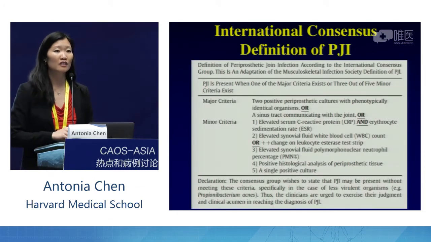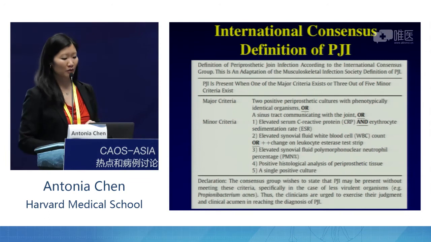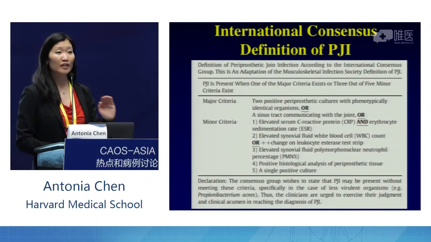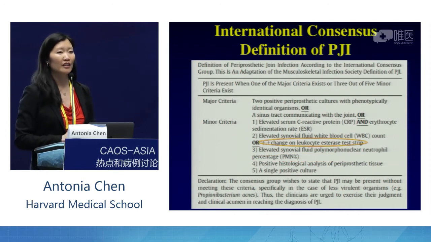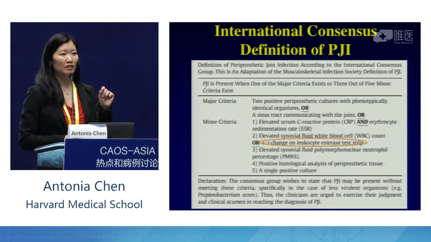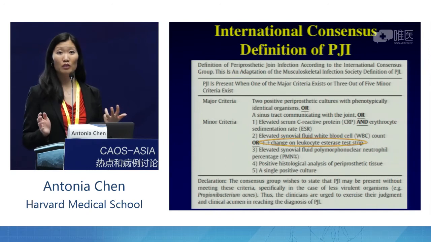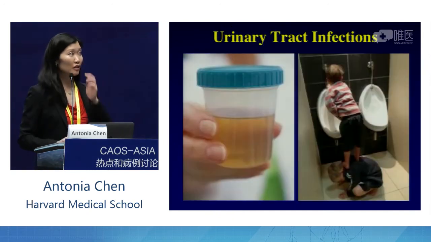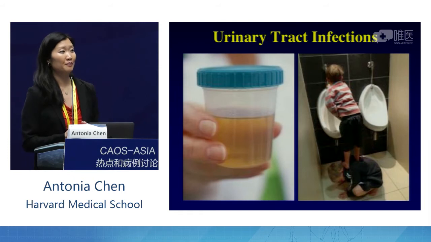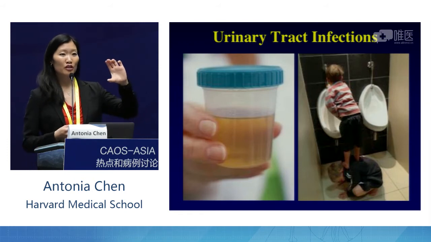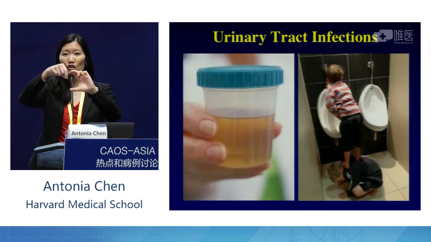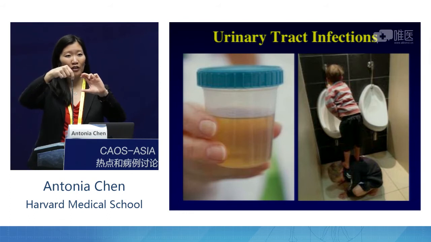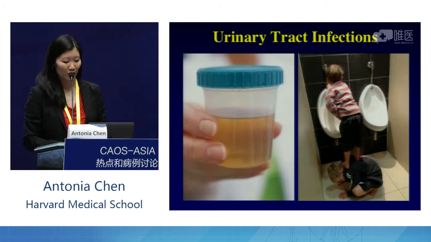So in the International Consensus in 2013, we did something a little different. It looks very similar to Musculoskeletal Infection Society criteria, except for one thing. It's a change in leukocyte esterase. And you ask yourself, what is leukocyte esterase? Well, the interesting thing, it's a test that's very common. When you go to the emergency room, you take urine and you're testing for infection. Look for the strips where you dip it in and you test for infection. If you can dip it in urine, why can't you dip it in synovial fluid?